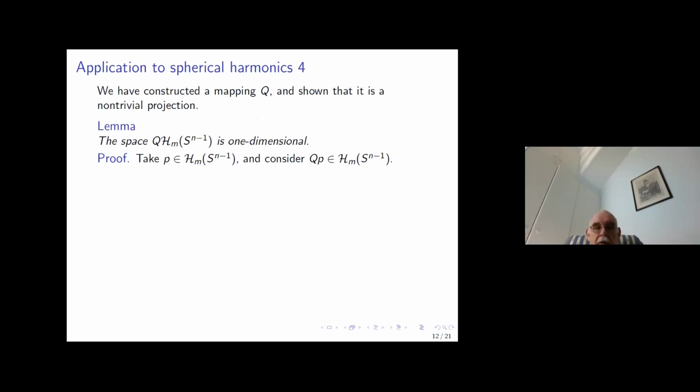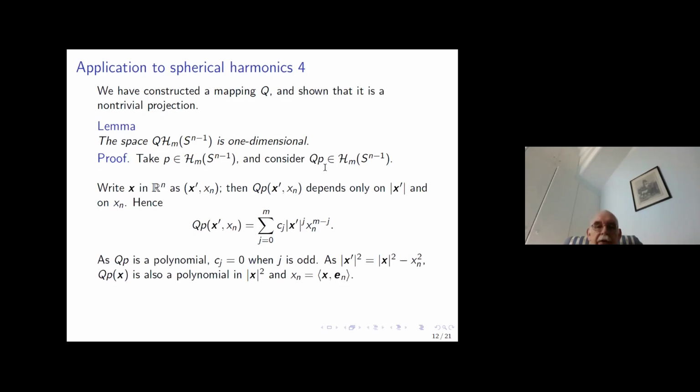Okay, so now I'm going to show that it's a projection onto a one-dimensional space. So I'm taking a polynomial in HM and applying Q to it, and I want to show that this lies in a one-dimensional space. Well, how do we show that a function lies in a one-dimensional space? We have to show that all the possible functions that we can get are all multiples of each other. So we have to say something about this function.